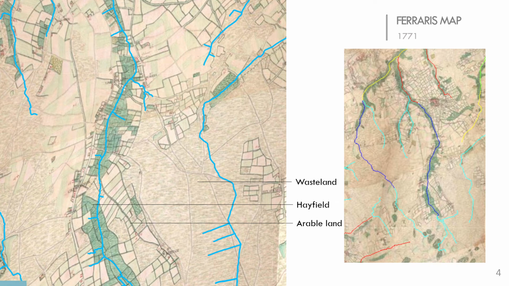The pixel was not always agricultural land. It used to be wasteland. The sandy soils were not very fertile. Farmers settled around the stream and changed the landscape, which became hayfields and arable lands.